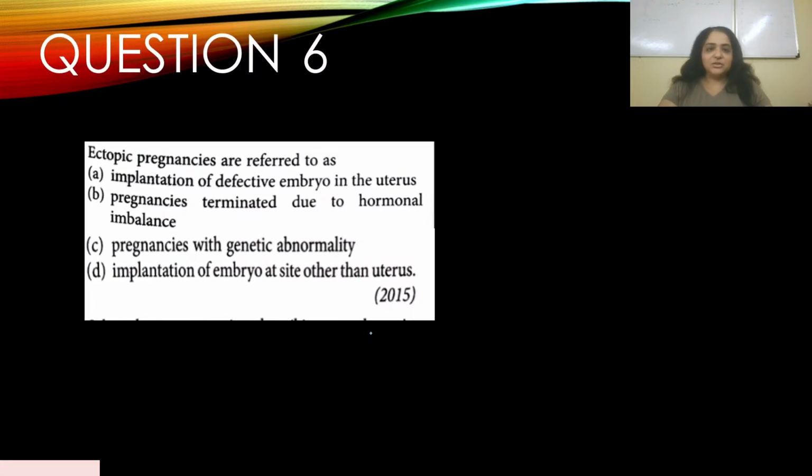Okay, question number 6. Ectopic pregnancies are referred to as, and this appeared in 2015: A. Implantation of defective embryo in the uterus. B. Pregnancies terminated due to hormonal imbalance. C. Pregnancies with genetic abnormality. D. Implantation of embryo at site other than uterus. So ectopic pregnancies are implantation of embryo at a site other than the uterus. The answer is D.